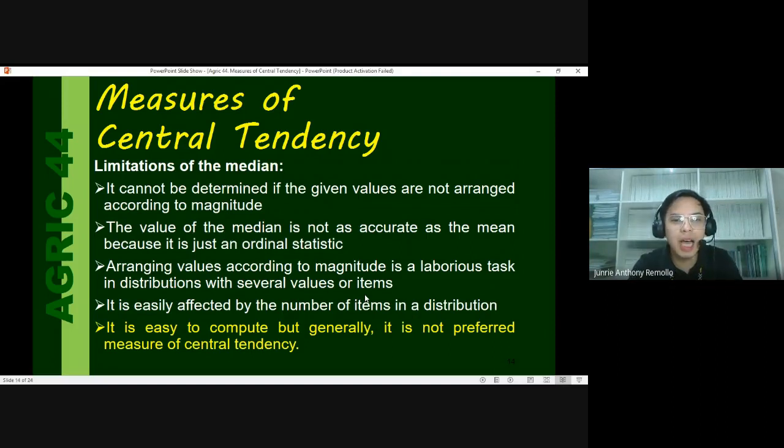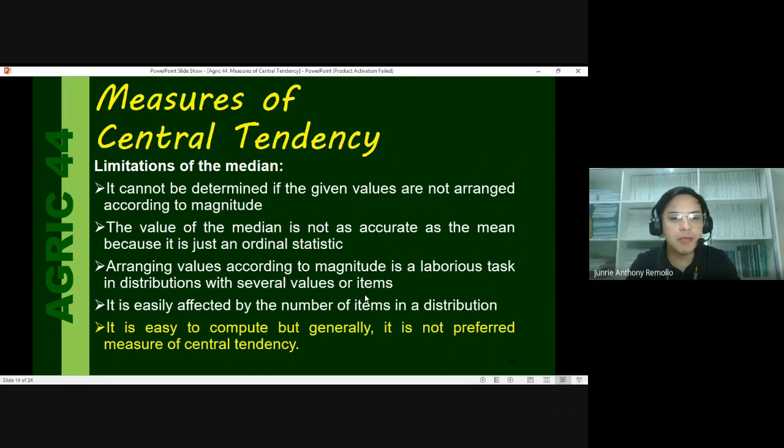Then the value of the median is not as accurate as the mean because it is just an ordinal statistic, which means that after you arrange all the set of values, then you could just pinpoint the middle value or the midpoint, and that's it. That's the median. And it's not accurate, especially that there are extreme values before and after the midpoint or the middle value. Whereas in the mean, you are obtaining the value by adding the raw values.